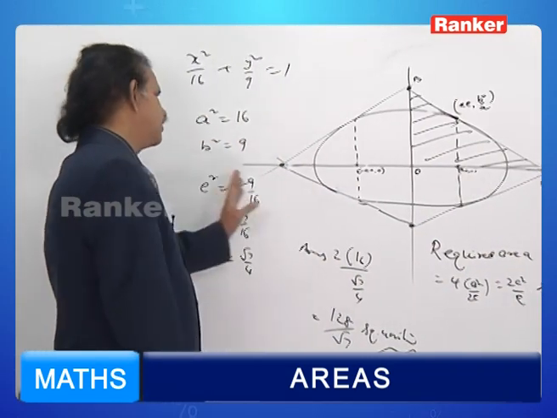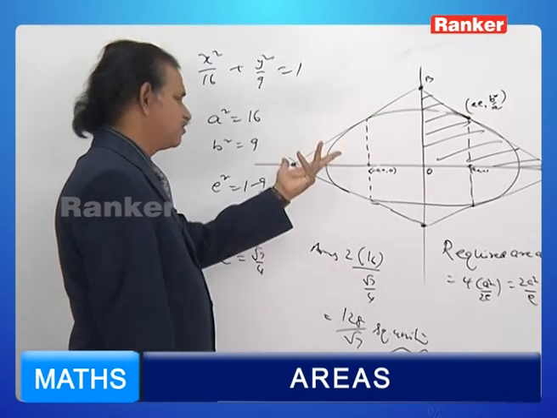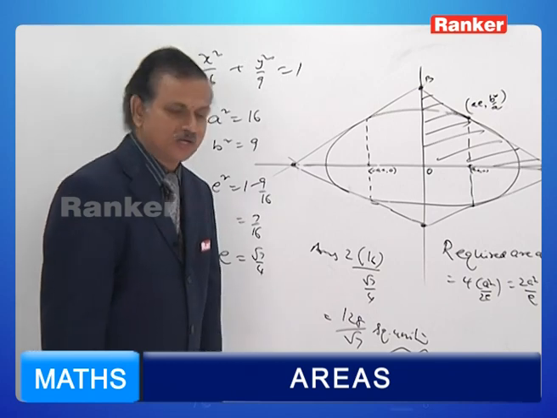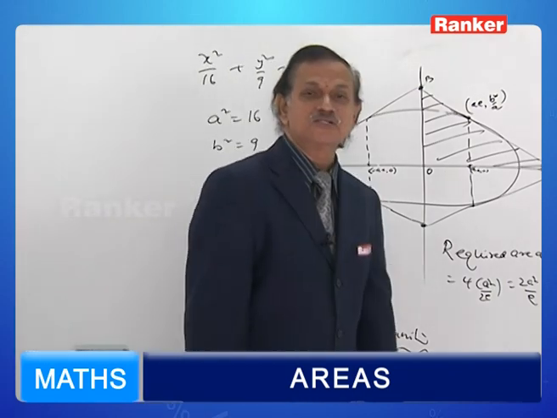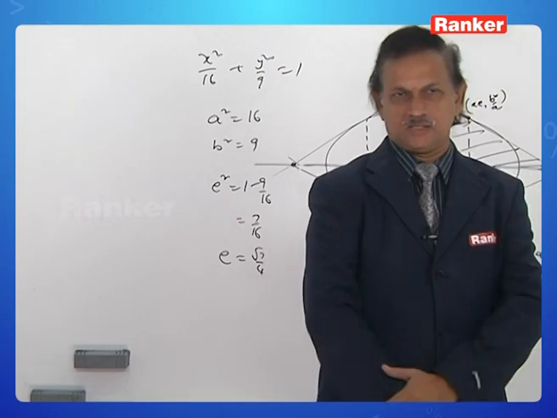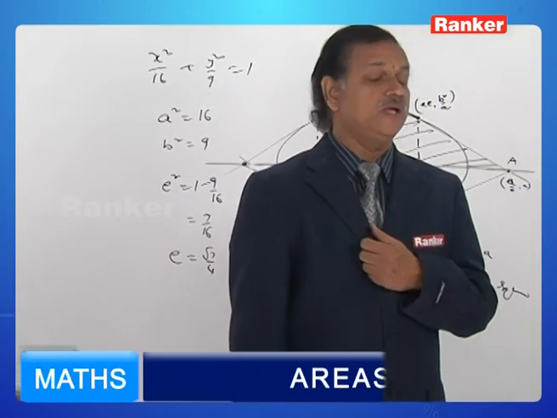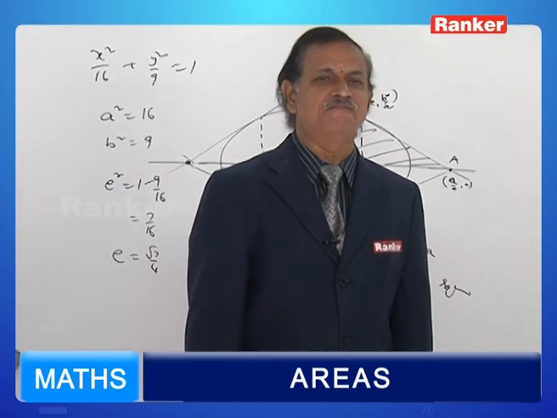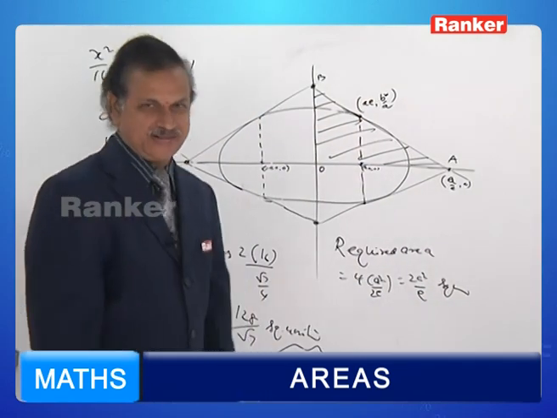And you need not draw all this figure, estimation, nothing. Not at all. Not necessary at all. You just have the answer as 2A square by E, the area bounded by the four tangents that have been drawn at the four ends of a latus rectum.